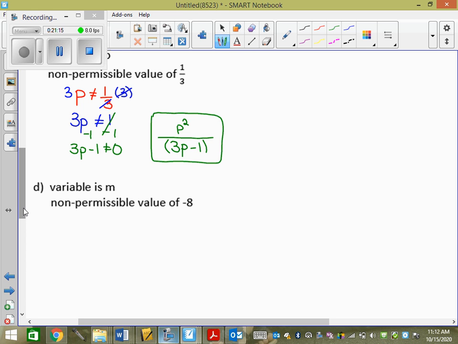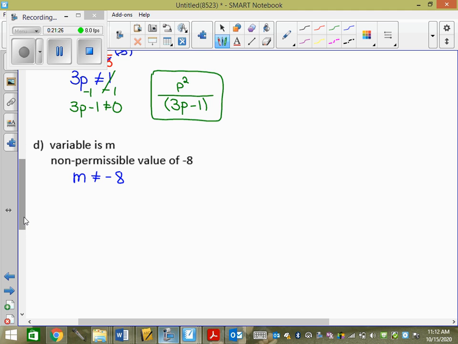The last one, my variable is m, and my non-permissible value is -8. So I'm going to have m cannot equal -8. To move it backwards, I'm going to add 8. So I get m plus 8 cannot equal 0. Now that's going to be my denominator. And in my numerator, I'm going to go m squared minus 9.